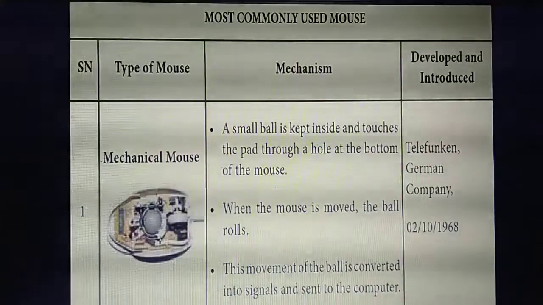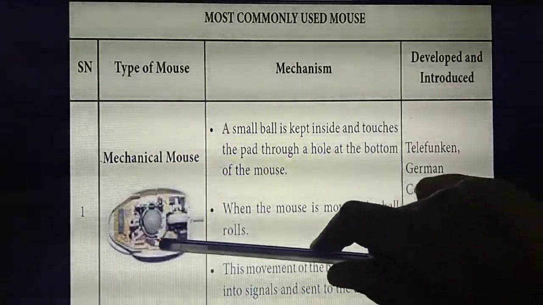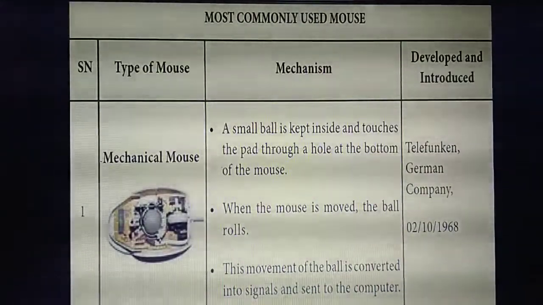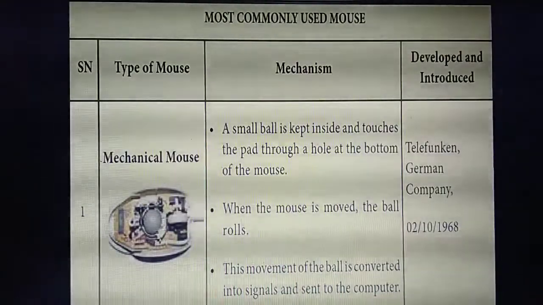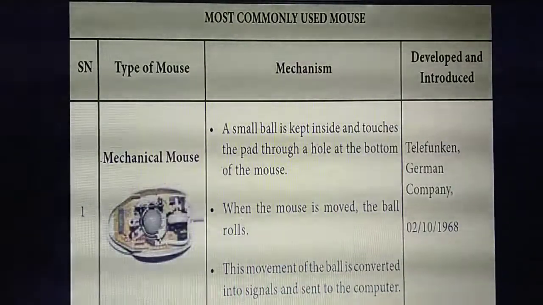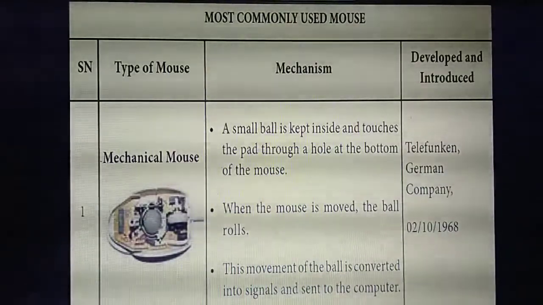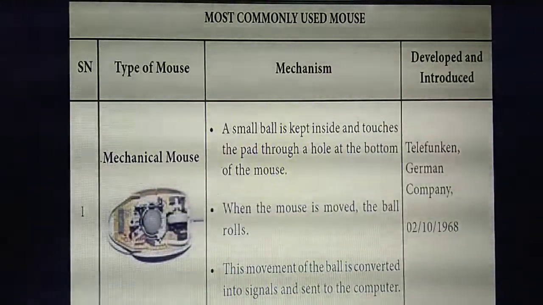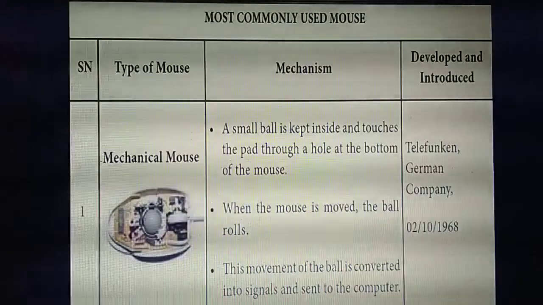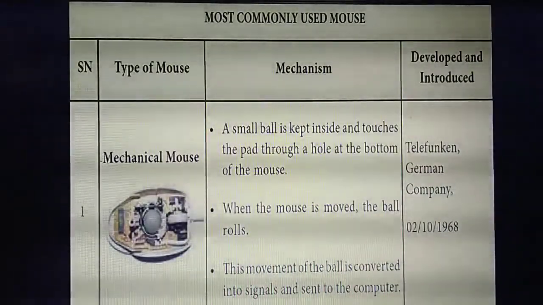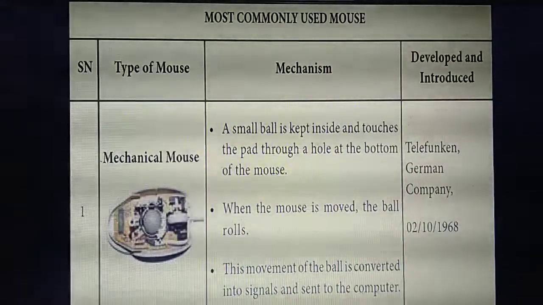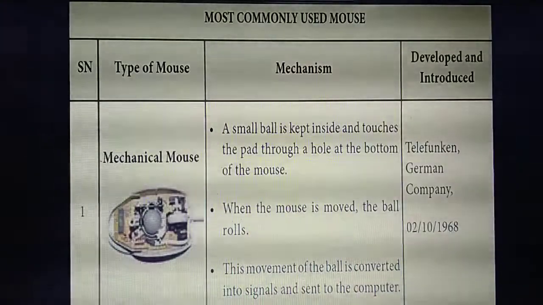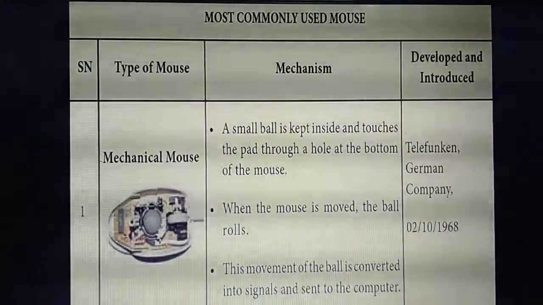In the mechanical mouse, the special feature is that at the center you can see one ball-like structure. At the bottom, there is one hole, and this ball touches through the hole. You are placing this mouse on the pad, isn't it? When you are moving the mouse, the ball rolls. While the ball is rolling, the electric signals are converted and that information is sent to the computer.